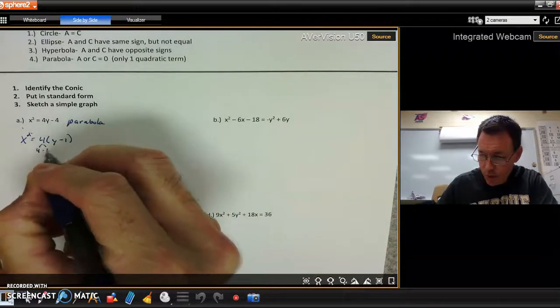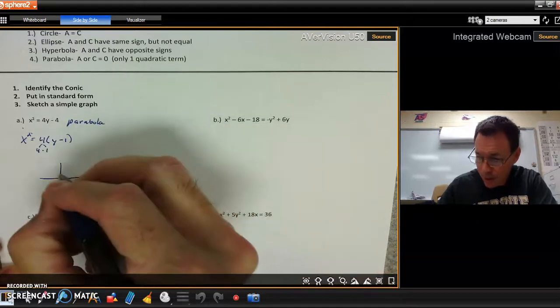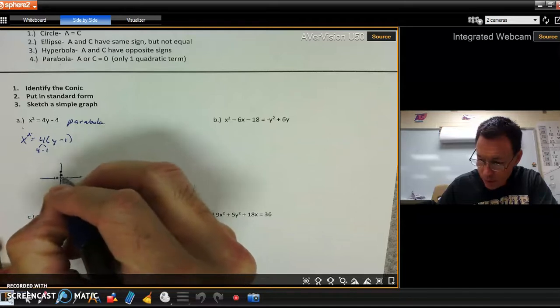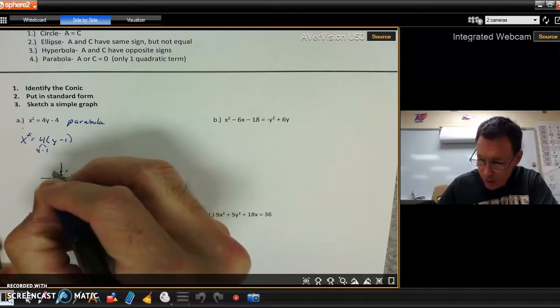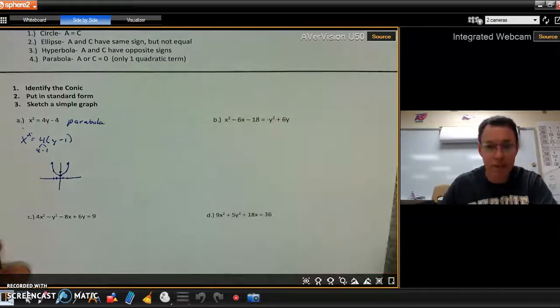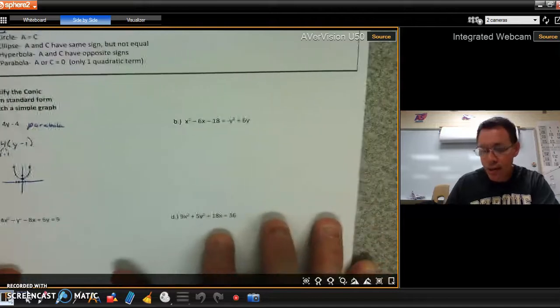That's 4 times 1, so that would be our p-value. So I would go up 1, then I go over 2, 1, 2, and that's my parabola, and that is all that I need from you today. Okay, just a quick little sketch. All right, look at example B.